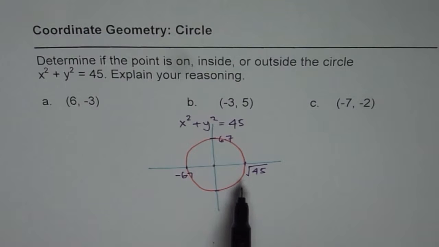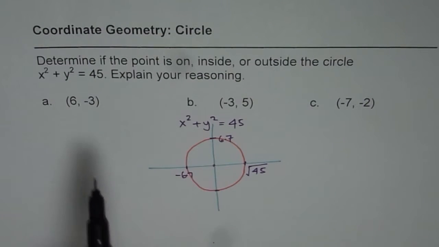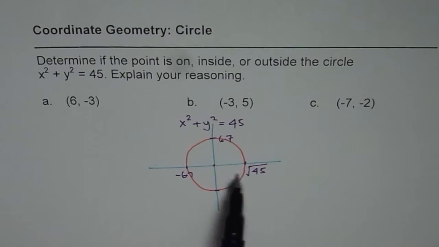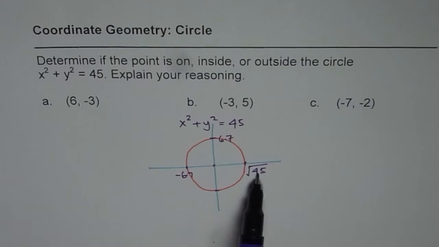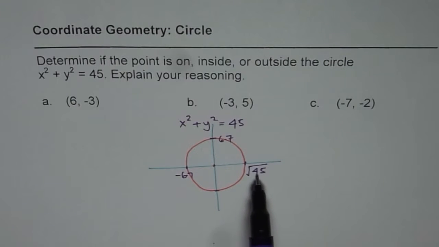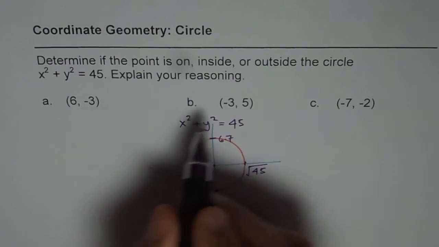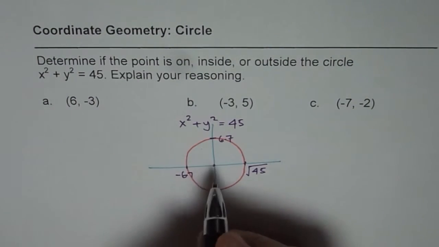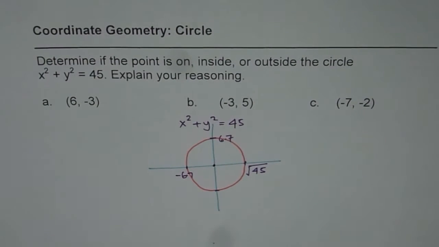Now if the point is inside the circle, then the point's distance from 0 should be less than square root of 45. In case that distance is exactly same, then it lies on the circle, and if the distance is more than this, then it is outside the circle. So that is the strategy which should be followed to answer this question, right? So basically we are given these points and you need to find distance between the point and origin, right? So that is what you need to find.